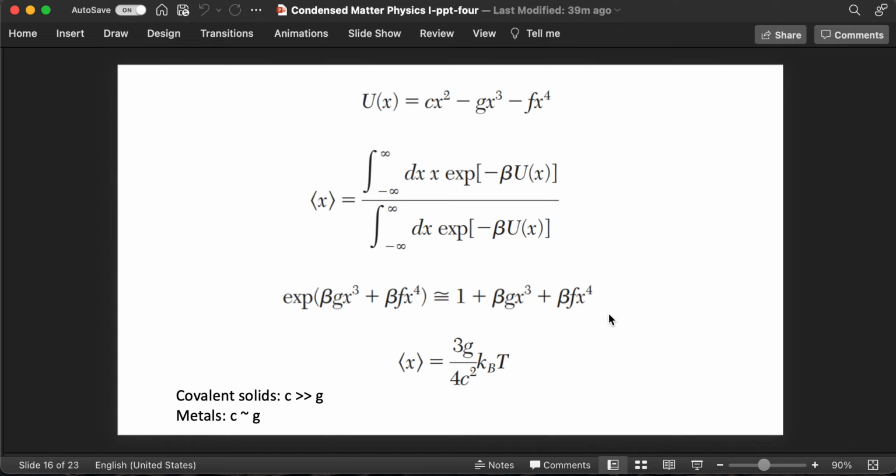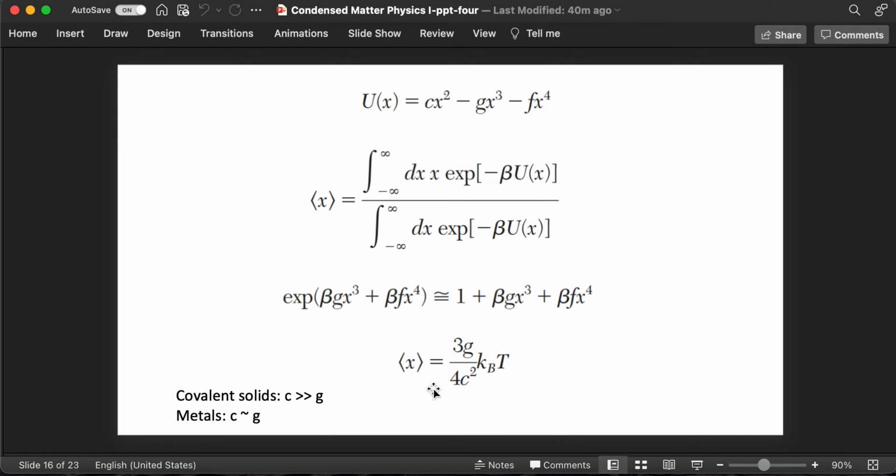It's easy for you to show that the terms like x squared and x to the power 4 will not contribute. They'll go to 0, because you are integrating over an odd function. So the only term that will contribute is the g x cubed term, and you have to evaluate it using what are known as gamma integrals. You can't evaluate it straightforwardly. You need some kind of a recursion relation to evaluate that. Those are called the gamma functions.